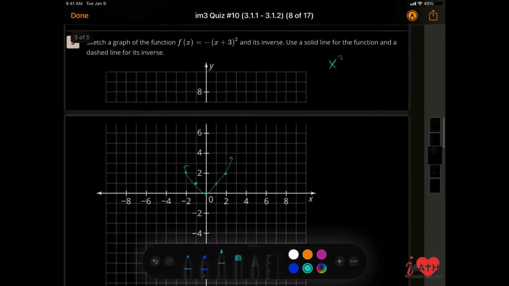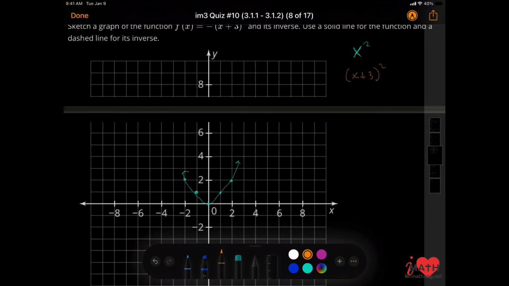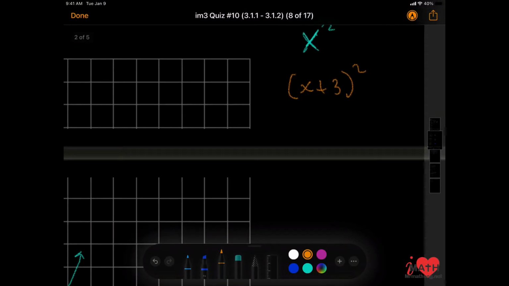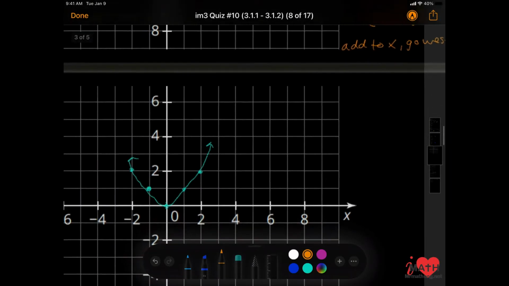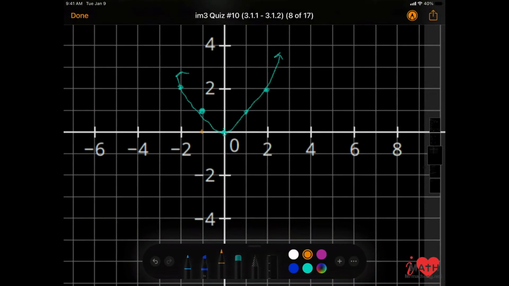Then you're going to do x plus 3 squared. If you look back at your transformations in 1.32, the trick I had was add to x, go west or left. So you're actually going to shift each of the points left 3 units. So it's going to look like this. 1, 2, 3. 1, 2, 3. 1, 2, 3. 1, 2, 3. And 1, 2, 3.